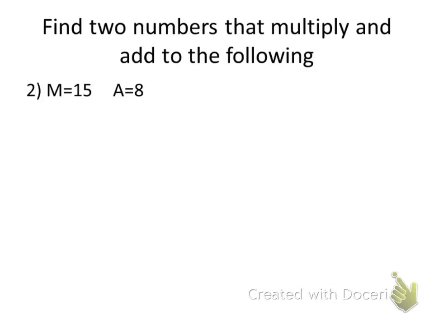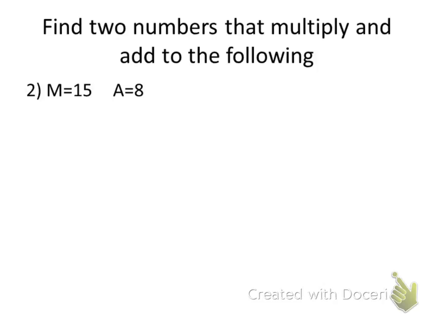On number 2, in your notebooks, you are going to start by writing the problem. M equals 15, A equals 8. Always start with the M number. There are an infinite amount of ways to add and get 8, so don't start with the add. That gives you way too many options. Start with the multiply. There's only a certain combination that will multiply to give you 15. Can anyone tell me what those numbers are?